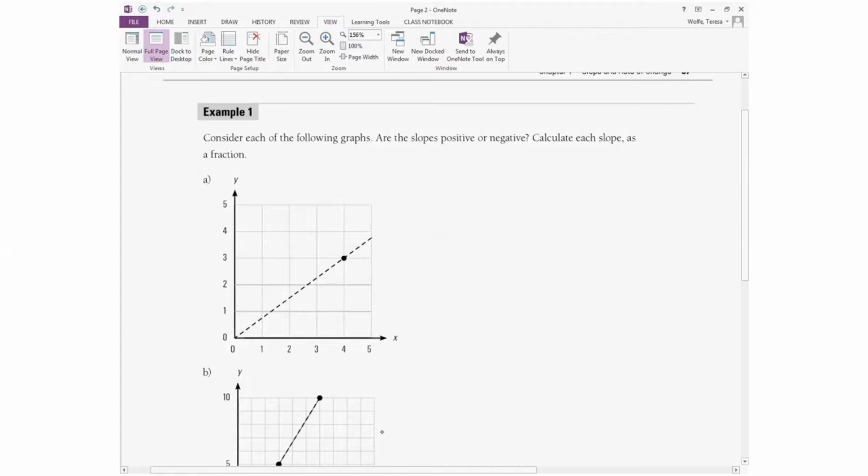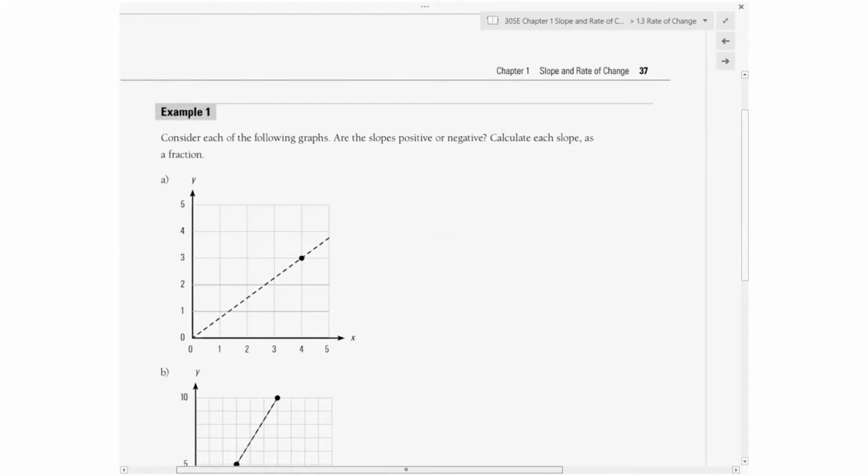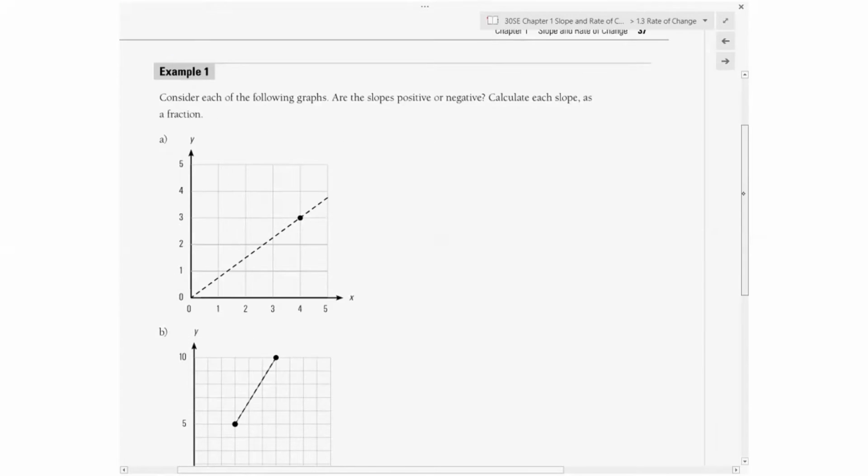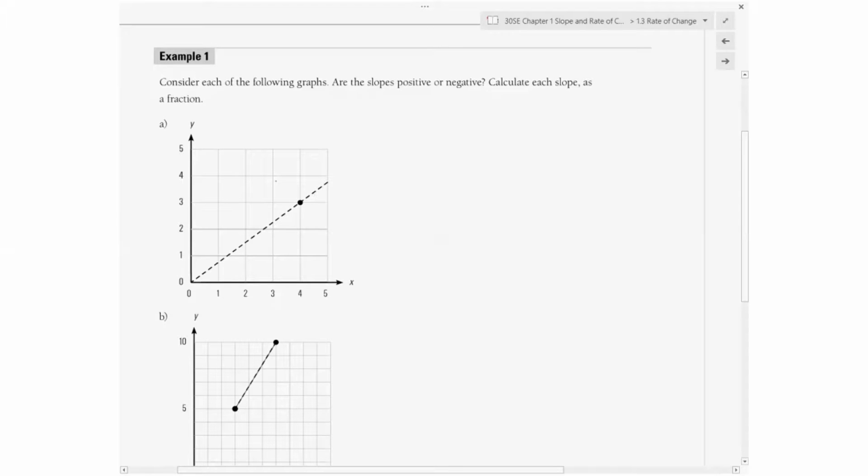Okay, example 1. We're going to consider each of the following graphs and are the slopes positive or negative, and then calculate each slope as a fraction. So here, the slope starts down low, goes up, so this is a positive slope. And then we want to calculate it as a fraction, so the slope is the rise over run. Or we can say that's y2 minus y1 over x2 minus x1.